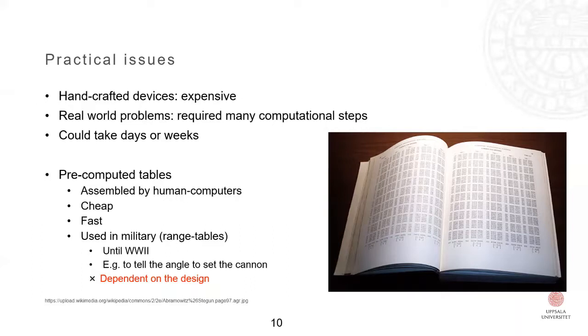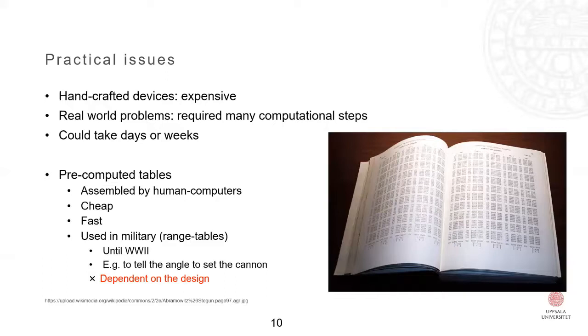But the problem with these range tables was that they were very much dependent on the design of the device that was used. So if a new device was invented, or if the device changed a little bit in its design, then they needed new tables. But this would require a lot of work by human computers, and this would be very time consuming and very expensive. So some solution was very much appreciated.